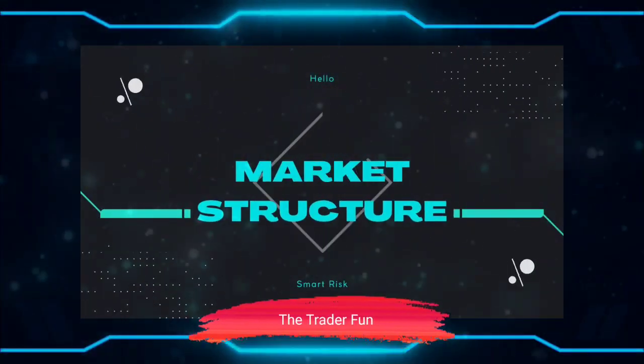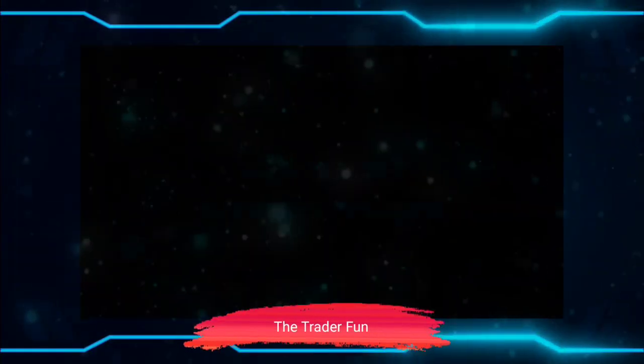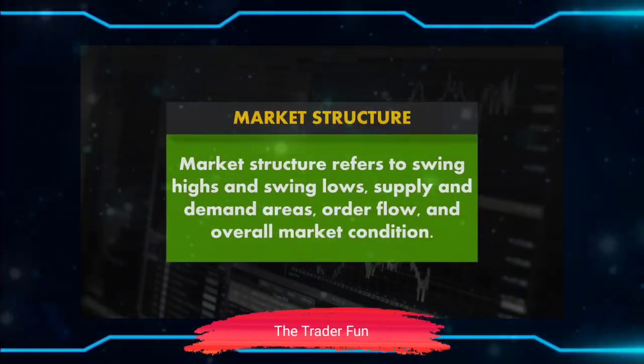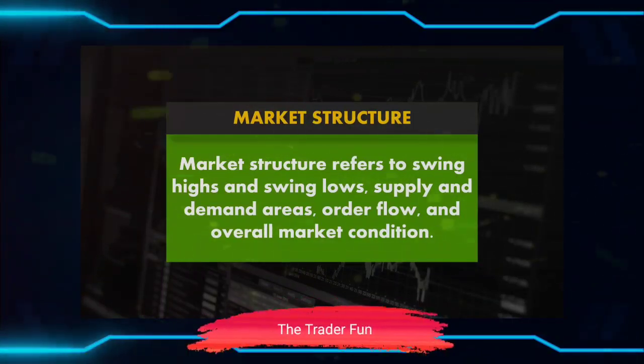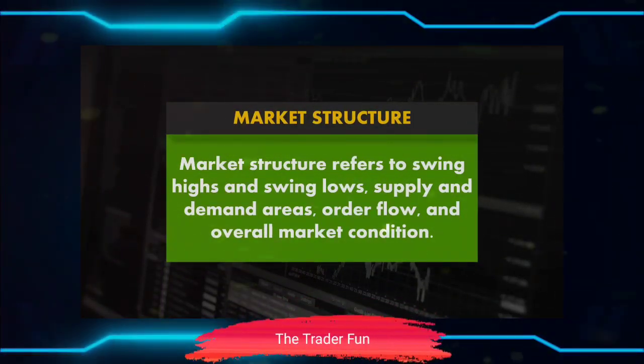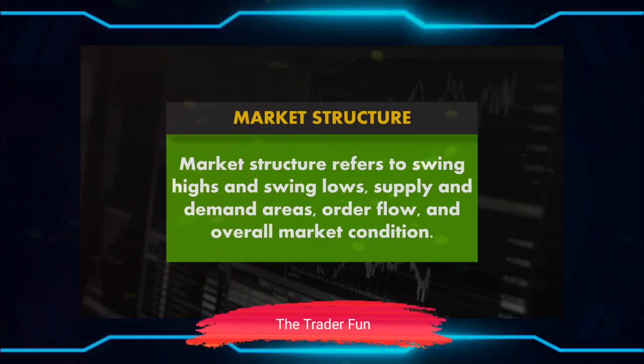Now, what is the market structure exactly? Market structure refers to swing highs and swing lows, supply and demand areas, order flow, and overall market condition. We have two market behaviors, trending and ranging market.